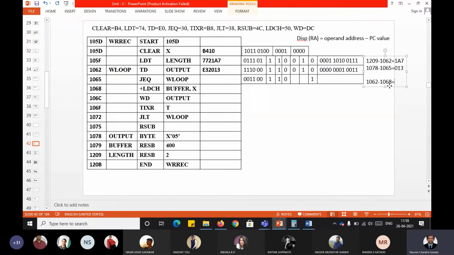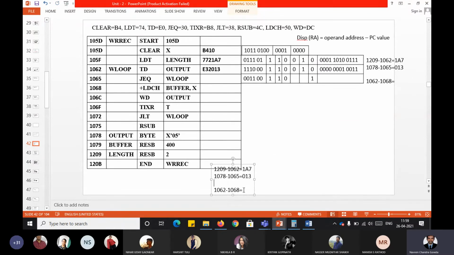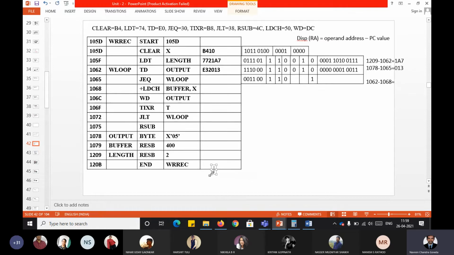If you ask me how to take 2's complement, just for your understanding, I'll write it here. If you get any doubts, you can ask me. So students, when you subtract 1062 minus 1068, you are getting minus 6. But you can't take up this minus 6. Basically, 6 is 0 0 0 0 0 1 1 0.